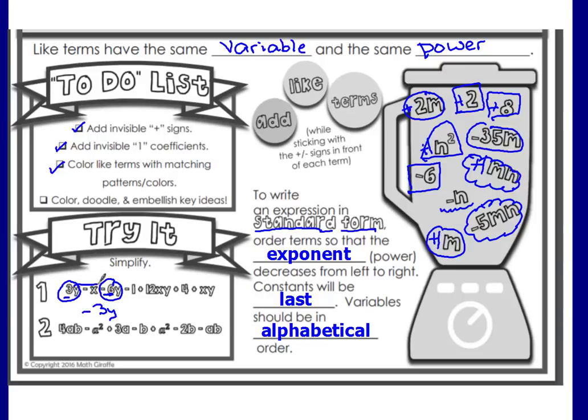Okay, then I'm going to put a square around my negative x. Remember, this has that invisible 1, so it's a negative 1x. Do we have any other x terms? No. xy is not the same as the x. So it's just negative x.